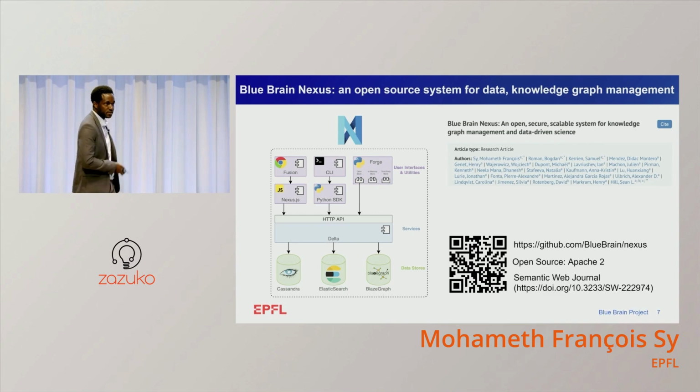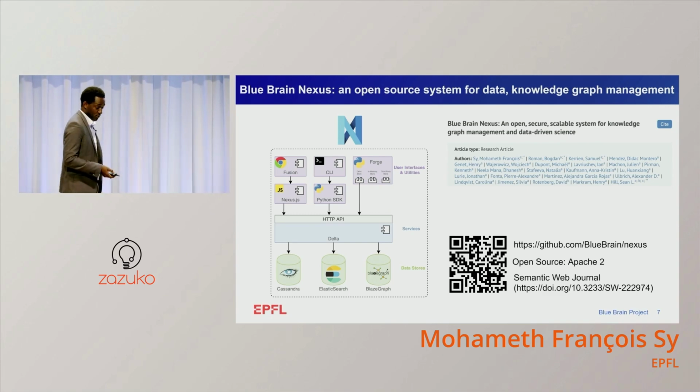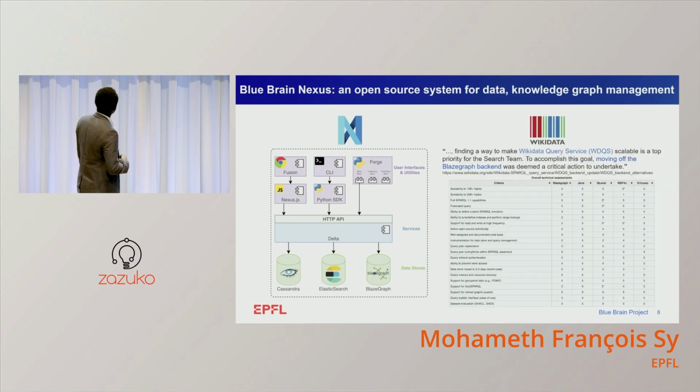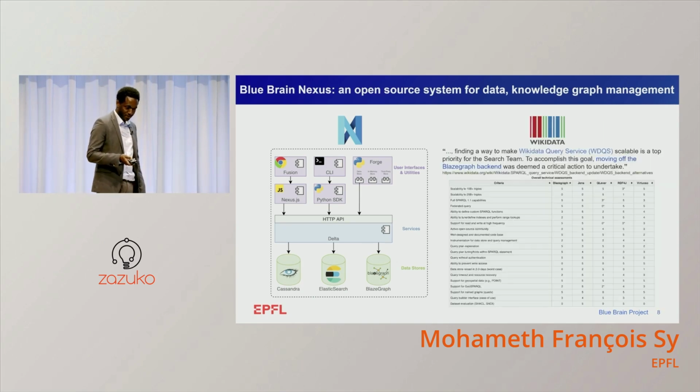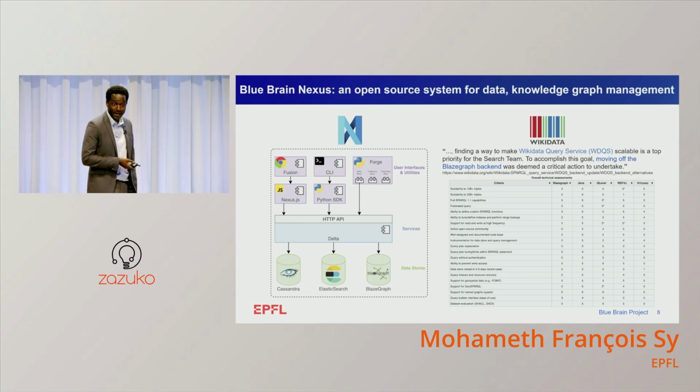If you want to know about the system, it's published in Semantic Web Journal, if you want to read about it. So before somebody asks why we are still using BlazeGraph, I just found this code from Wikidata Service, where they are also looking for a replacement for BlazeGraph, and we are just following them. So we are also looking for that.